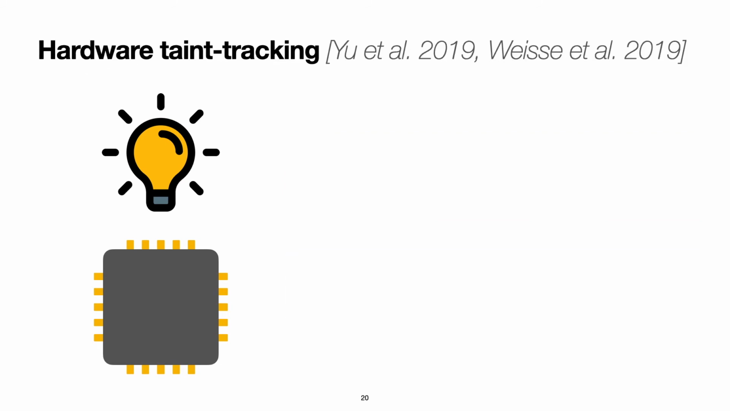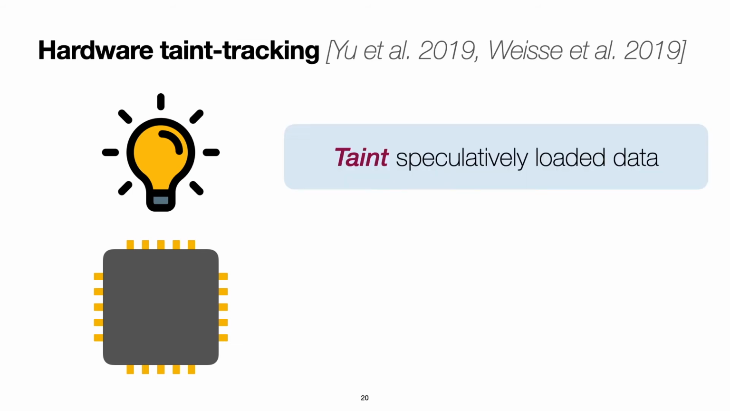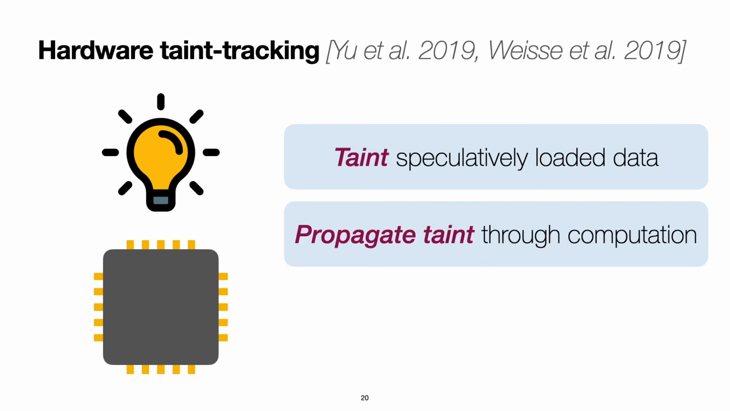Finally, we analyzed hardware taint tracking mechanisms like STT and NDA. These mechanisms taint all speculatively loaded data as unsafe. They propagate taint through the computation, and whenever operations are no longer transient, the taint is removed.